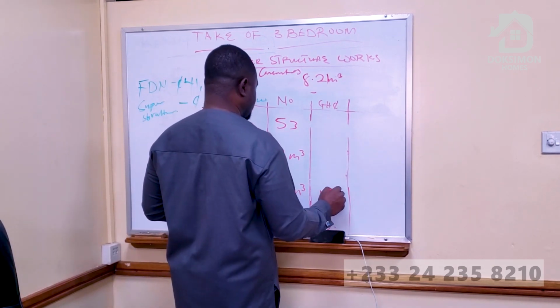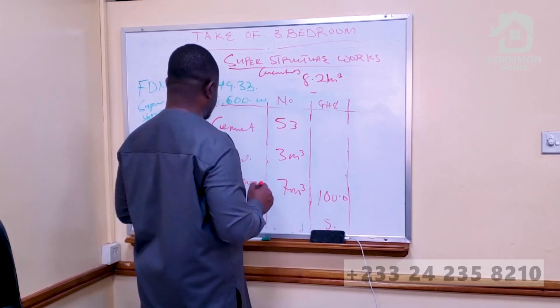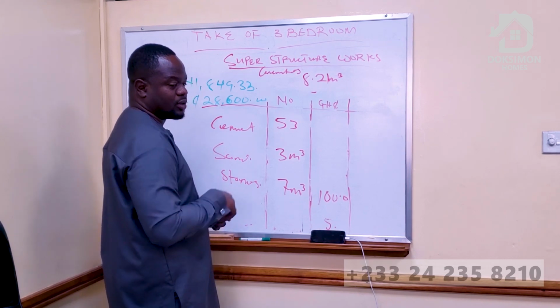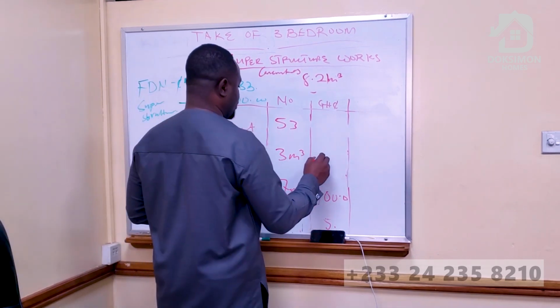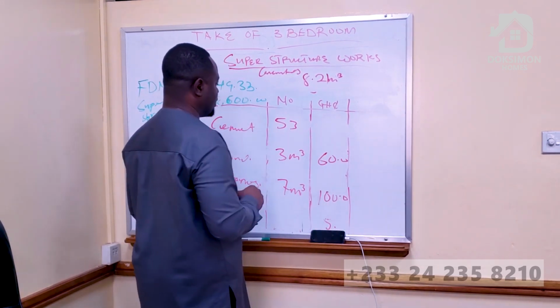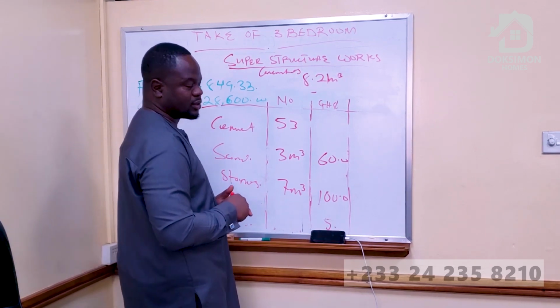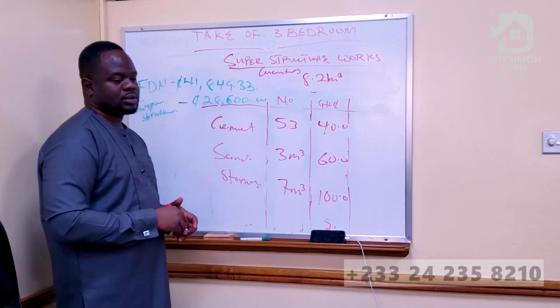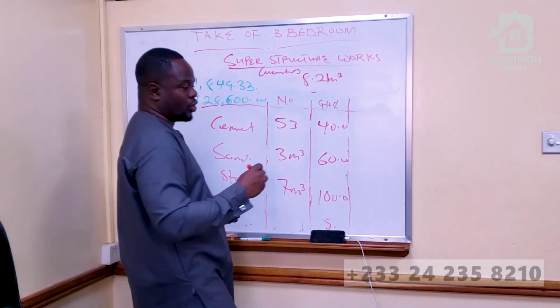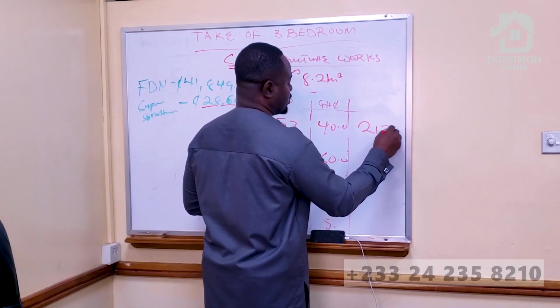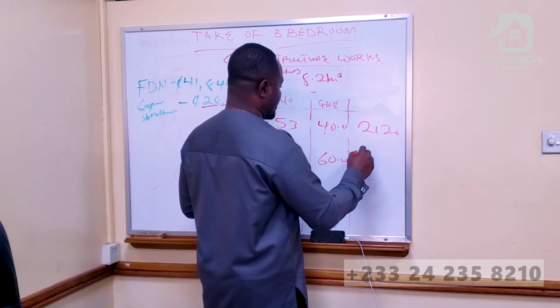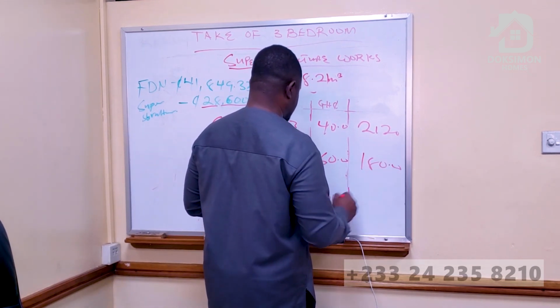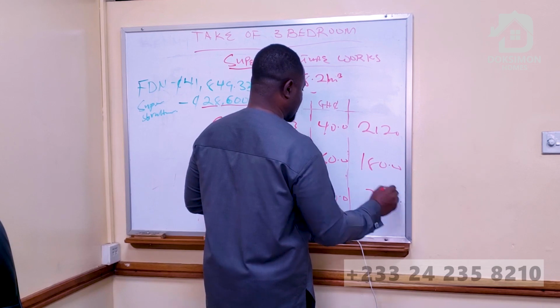Okay, we'll still use 100 cedis as our standard price, or more, depending on your location. Then 60. Then we are looking at the cement. Also, it might be more or less 40 Ghana cedis. Okay, so we have 2120. We also have 180 Ghana cedis, and we have 700 Ghana cedis.